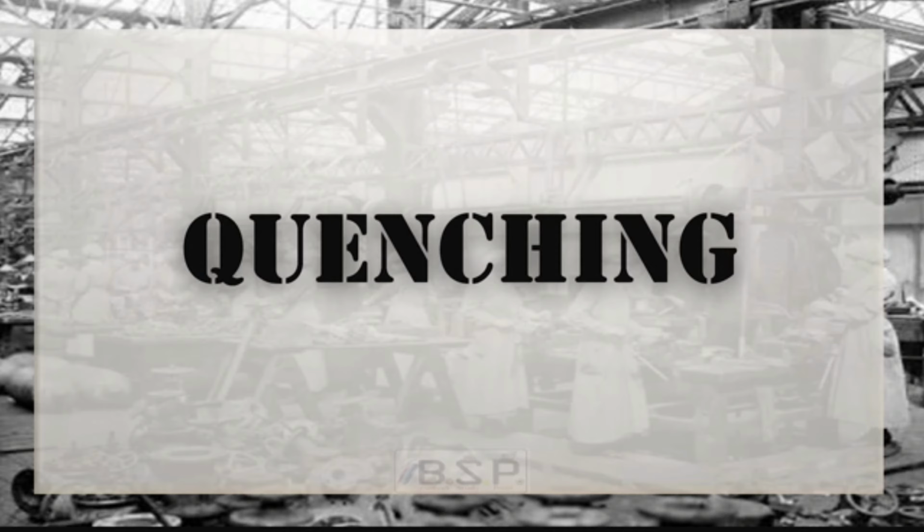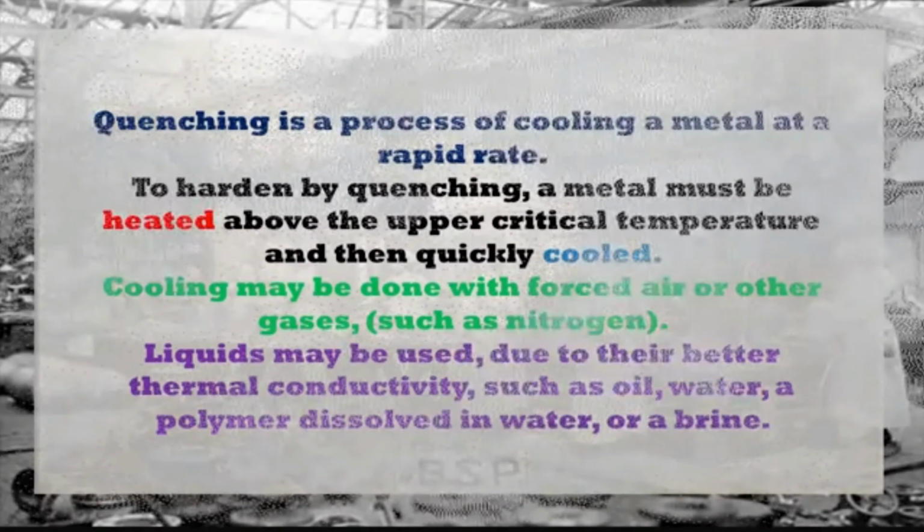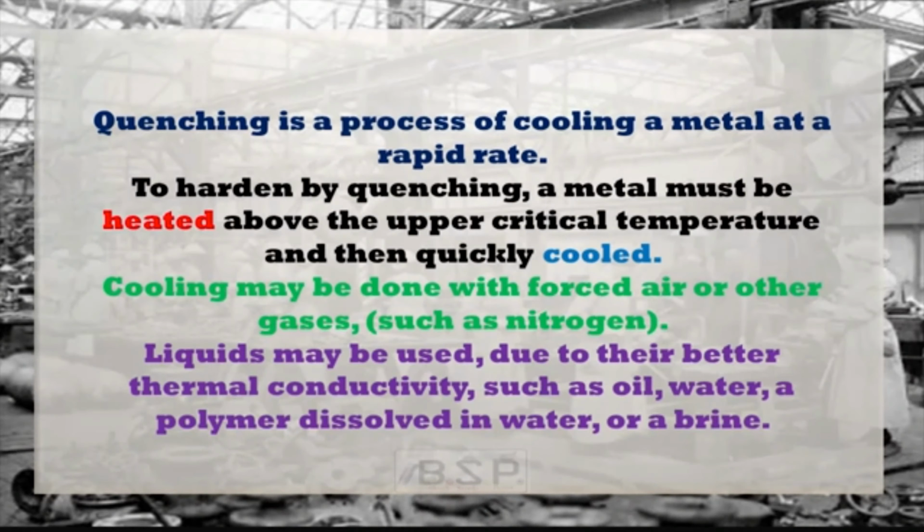Our next type is quenching. Quenching is a process of cooling a metal at a rapid rate. To harden by quenching, a metal must be heated above the upper critical temperature and then quickly cooled. So the difference between these two is that the temperature is very high. Cooling may be done with forced air or other gases such as nitrogen.